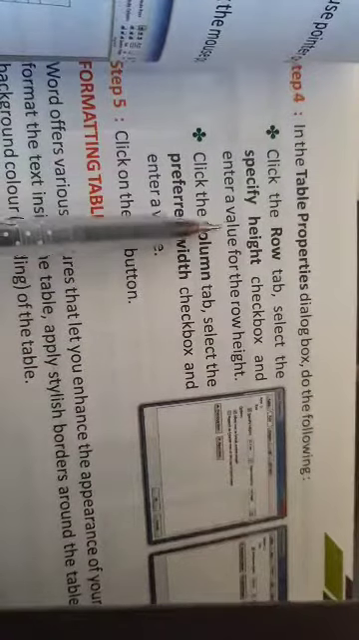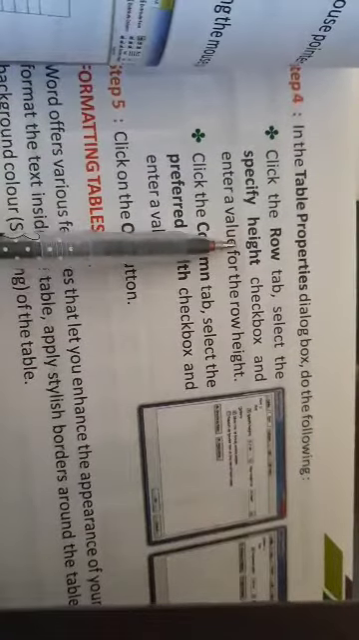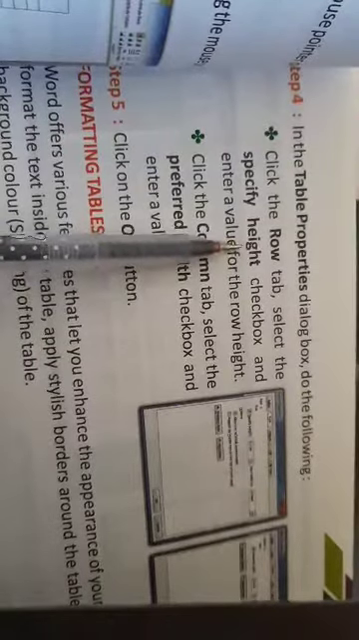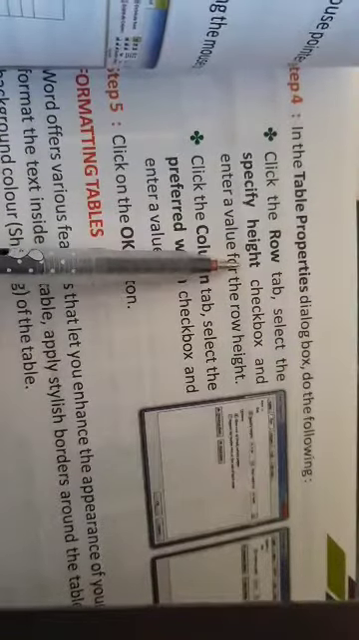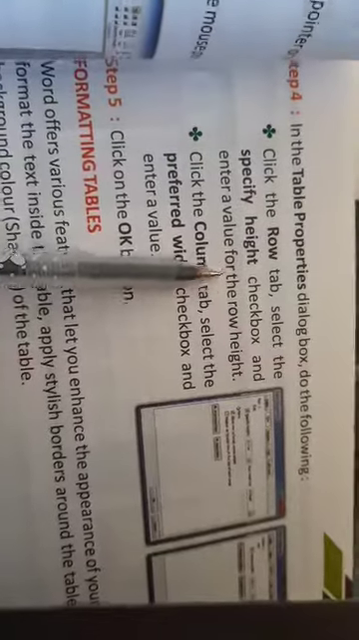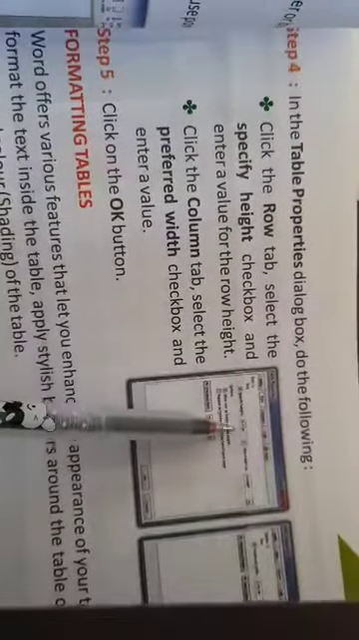If we want to change the row height, then we have to click on the Row tab, select Specify height, and then enter the height value. See, here all of this is written. Check the height box, enter the value, and then the row height will be increased.